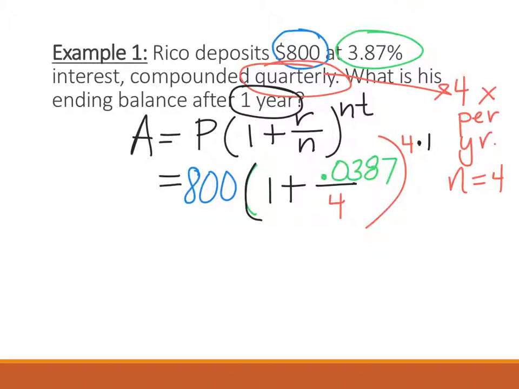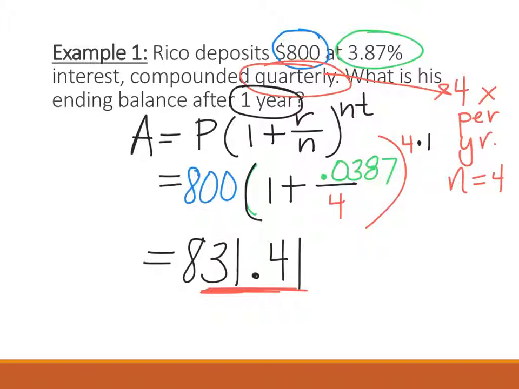Now, we're very grateful that we have calculators because your calculator will calculate this for you. All you have to do is type it in as it's written. And if you type this in as written, the calculator will return back a value for you of $831.41. Now keep in mind that this is the ending balance after 1 year. This is not the interest. And the ending balance after 1 year is $831.41. What this tells me is that I've actually earned interest of $31.41. And that $31.41 has been tacked on to my $800 to give me that ending balance.